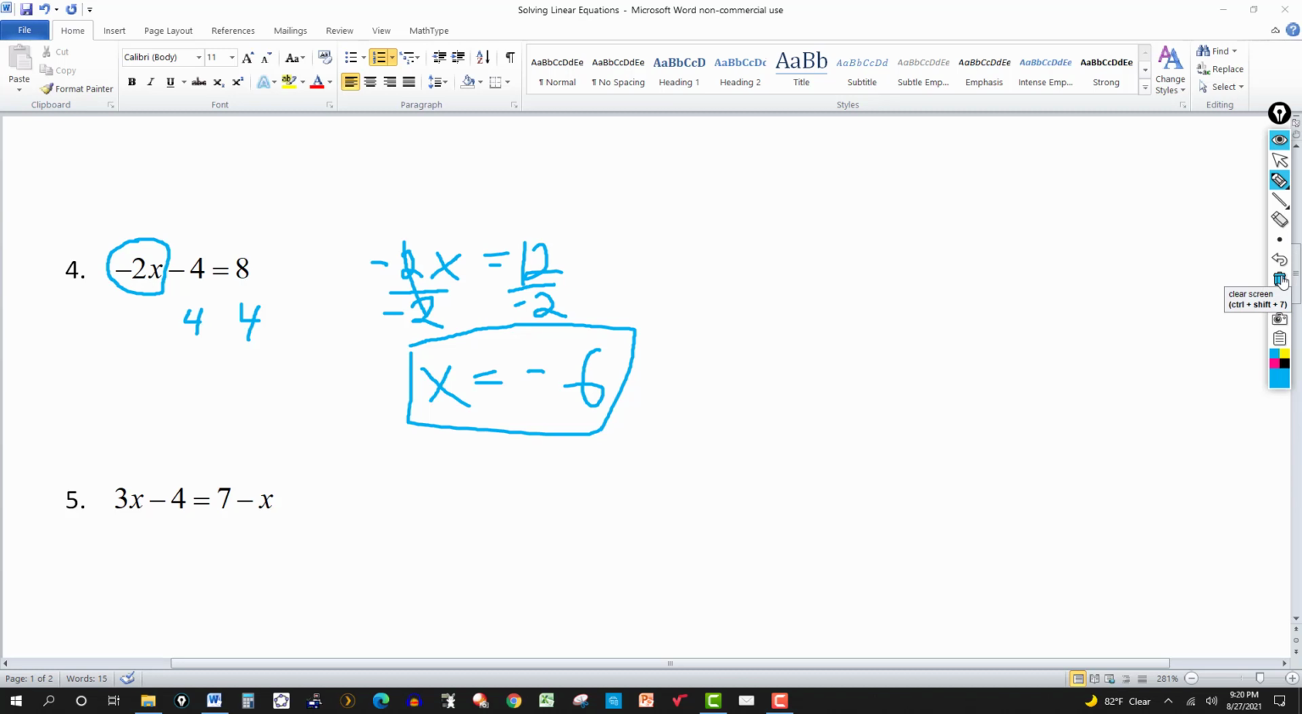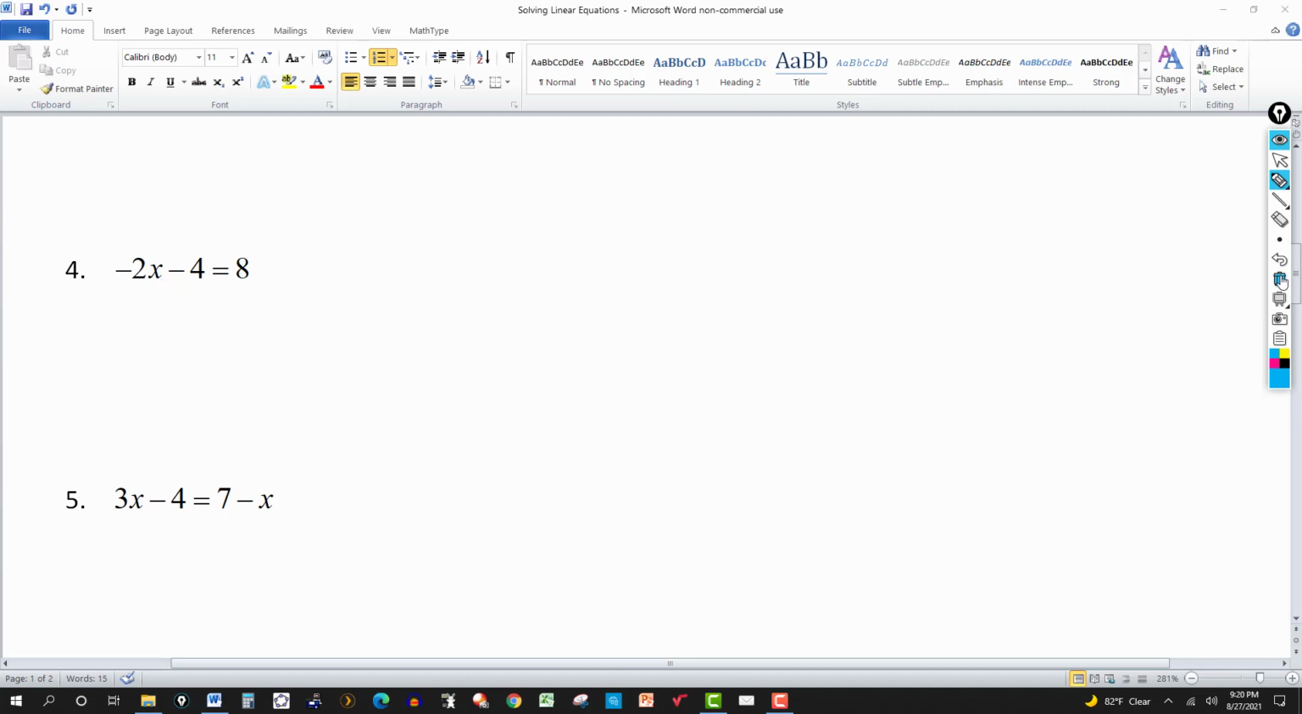And then I'm going to go through these steps here, and then we'll come back and look at some shortcuts that you can take when you're working these types of problems. So I have to clear this. So here I've got 3x minus 4 is equal to 7 minus x. 3x minus 4 is equal to 7 minus x.